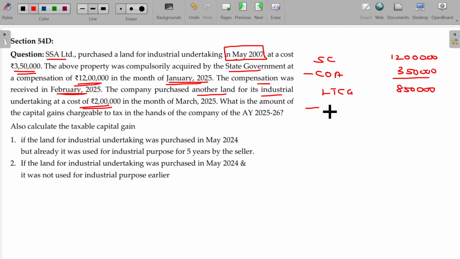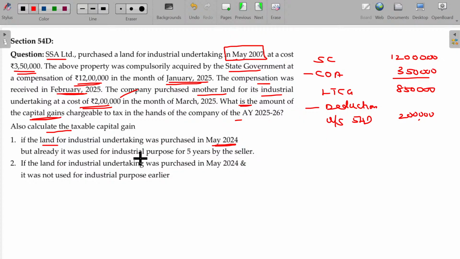Minus deduction under section 54D. How much deduction can be claimable? 2 lakhs can be claimable. What is the amount of the capital gain chargeable to tax in the hands of the company? Also calculate the taxable capital gain if the land for industrial undertaking was purchased in May 2024.